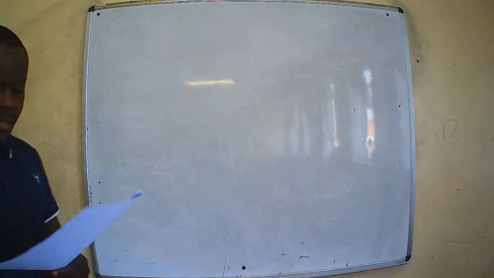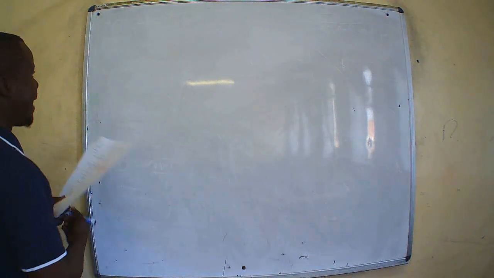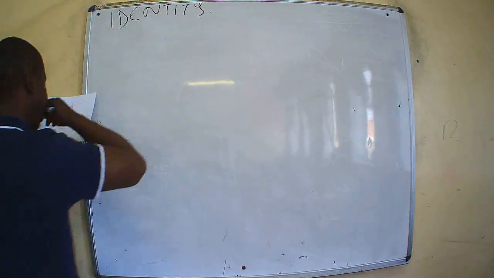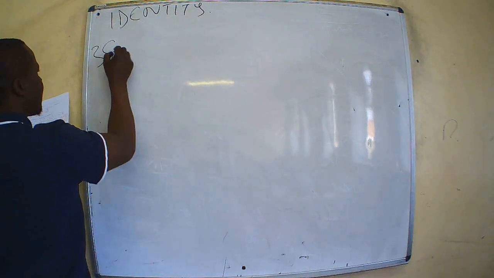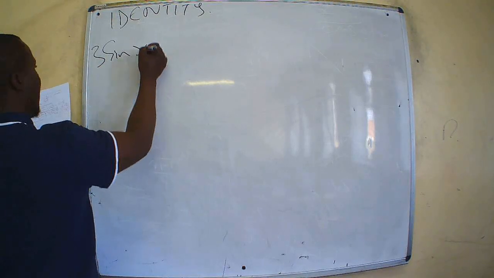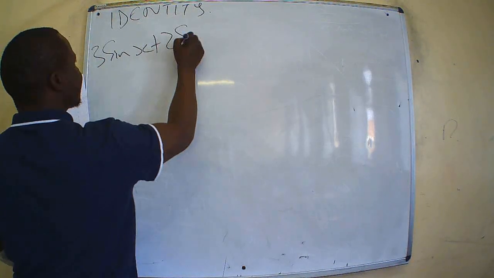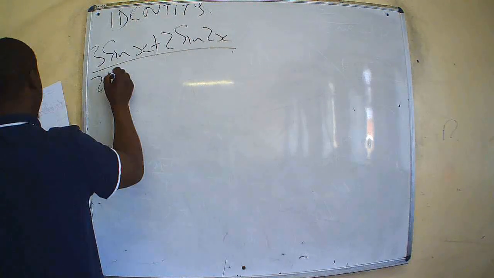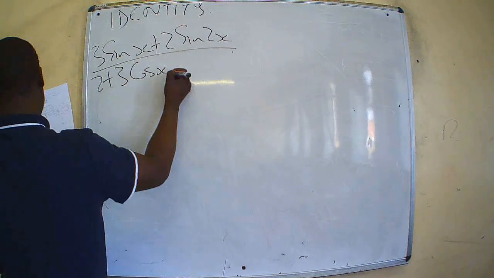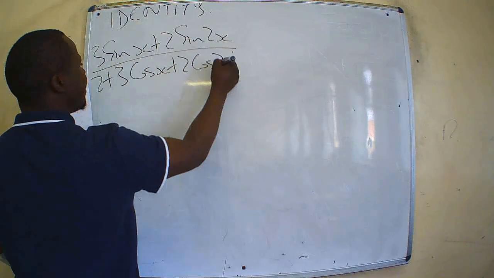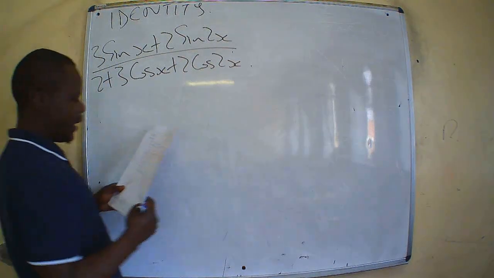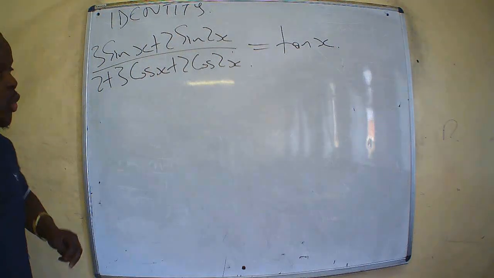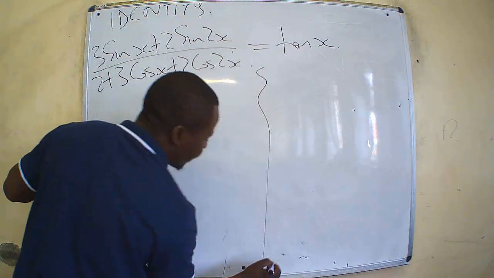So moving on to the next question, it is an identity. The identity is (3 sine x plus 2 sine 2x) divided by (2 plus 3 cosine x plus 2 cosine 2x). They say it should come down to tan x.